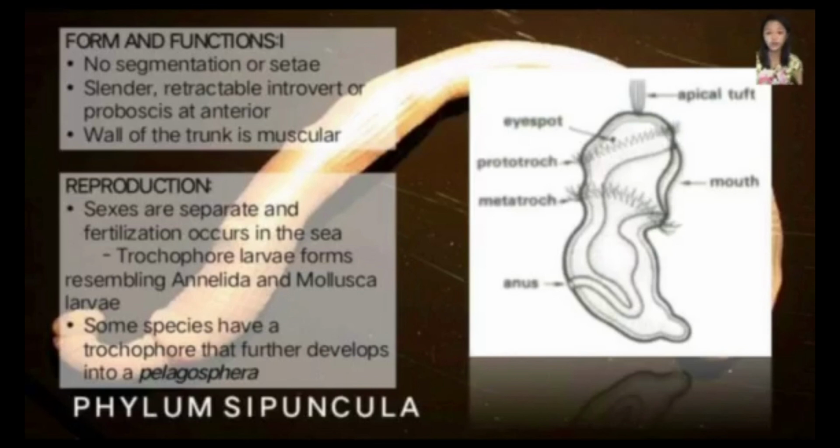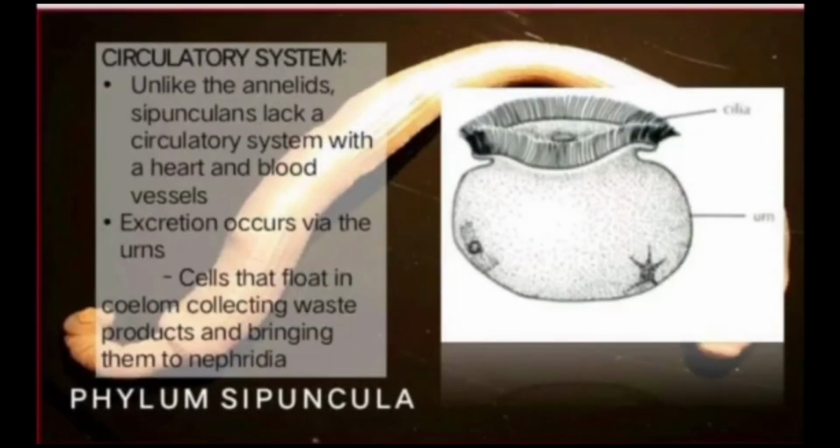The circulatory system: unlike the annelids, sipunculans lack a circulatory system with a heart and blood vessels. Excretion occurs via the urns, cells that float in the coelom, collecting waste products and bringing them to nephridia.